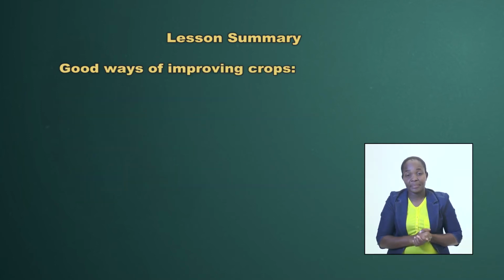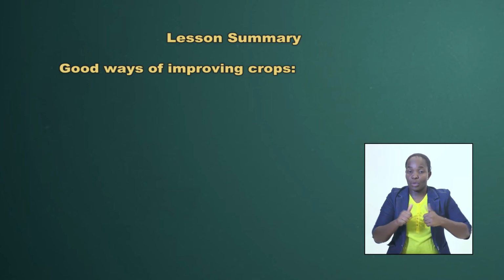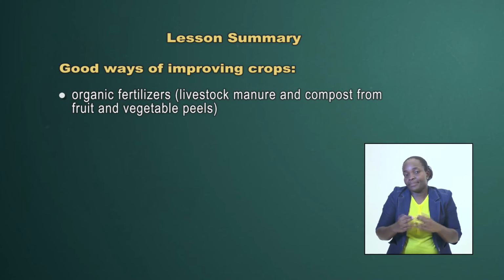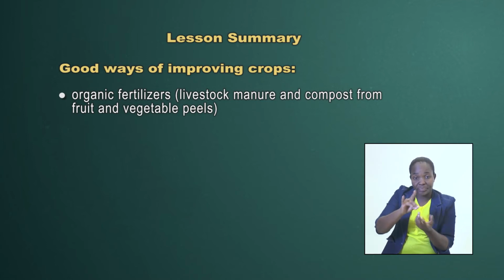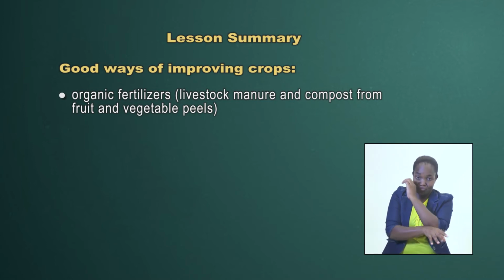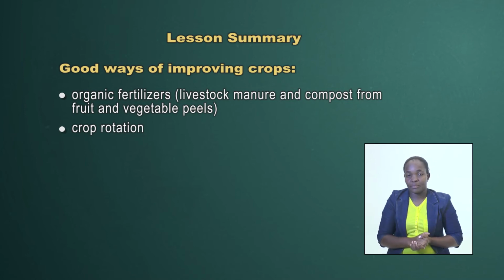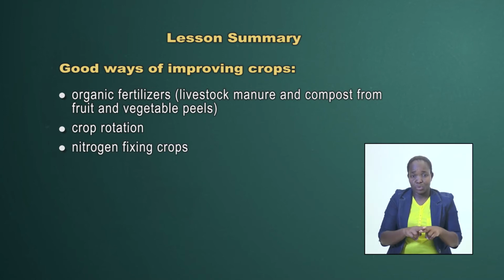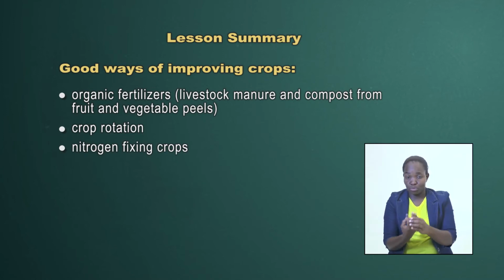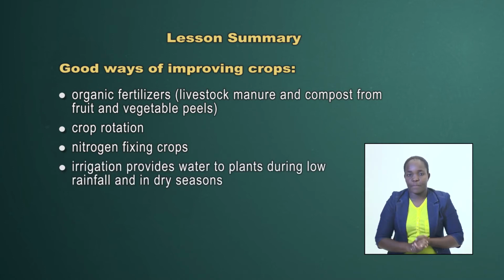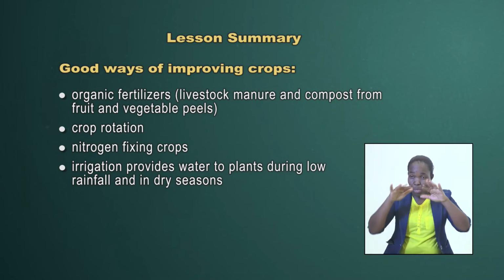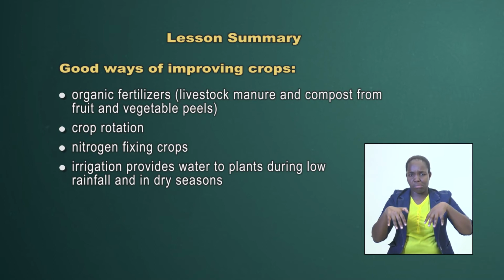To improve crops in a healthy manner, not using industrialized chemicals which may be harmful, farmers can use organic fertilizers such as cattle, goat, or sheep manure, as well as compost from mulch and fruit and vegetable peels. Crop rotation, planting varying types of crops on the land, using nitrogen-fixing crops, naturally improves the mineral content of the soil. And irrigation, as this provides water to plants during low rainfall and in dry seasons. This ends our lesson for today.